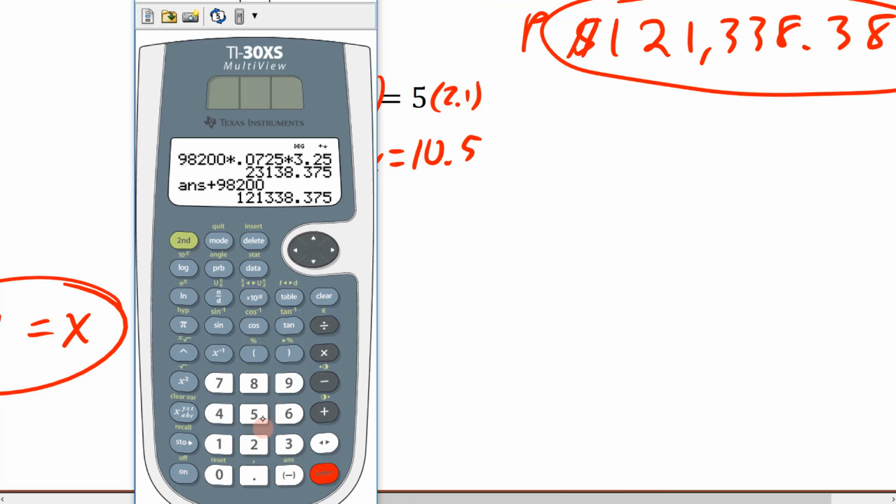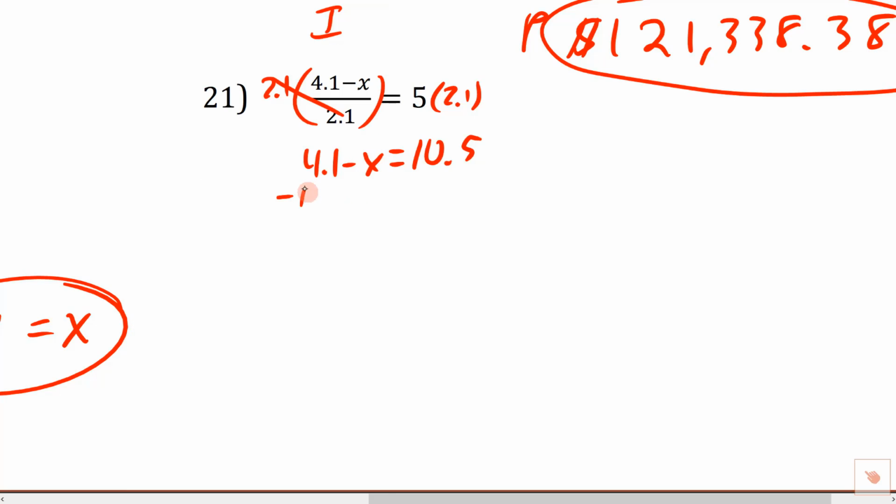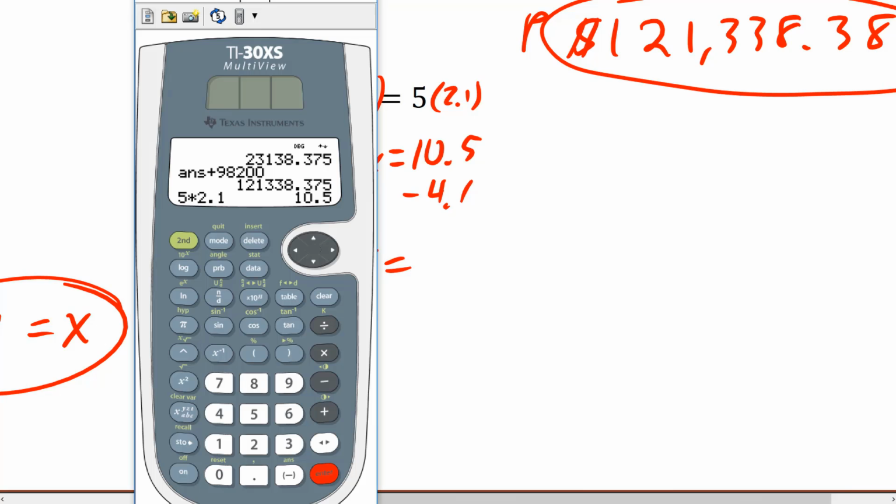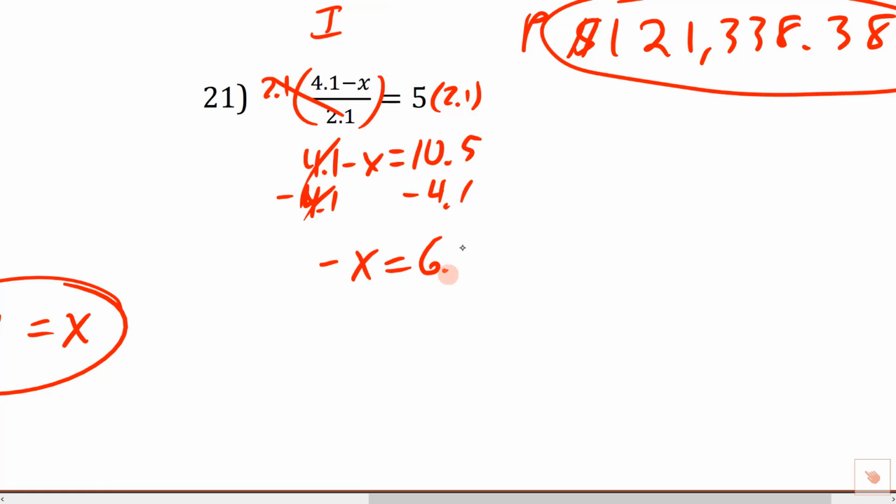So we end up with 5 times 2.1. We end up with 10.5, so we're in good shape there. I'm going to subtract the 4.1 from this side, so subtract 4.1 there. So we get negative x equals, let's see, 10.5, so I'm going to subtract 4.1, and we get 6.4.